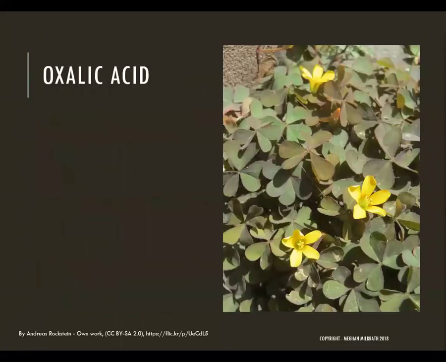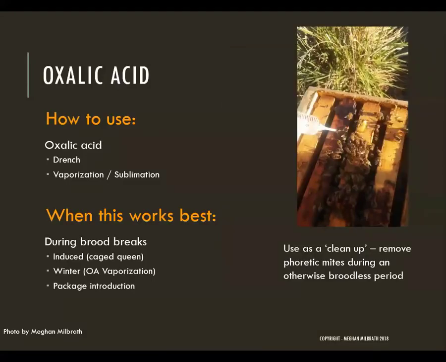All right, so now on to oxalic acid. This is not just a random flower, this is oxalis. Oxalic acid is found often in foods. It's what's in spinach that makes your mouth dry. It's in rhubarb, so it's a common naturally derived acid. There are a couple of ways that you can use it. One is the drench, which is shown here. The other is what people call vaporization. It's technically a sublimation, where you take the chemical and heat it up and either blow it in the hive or allow it to dissipate throughout the hive and basically coat the bees.